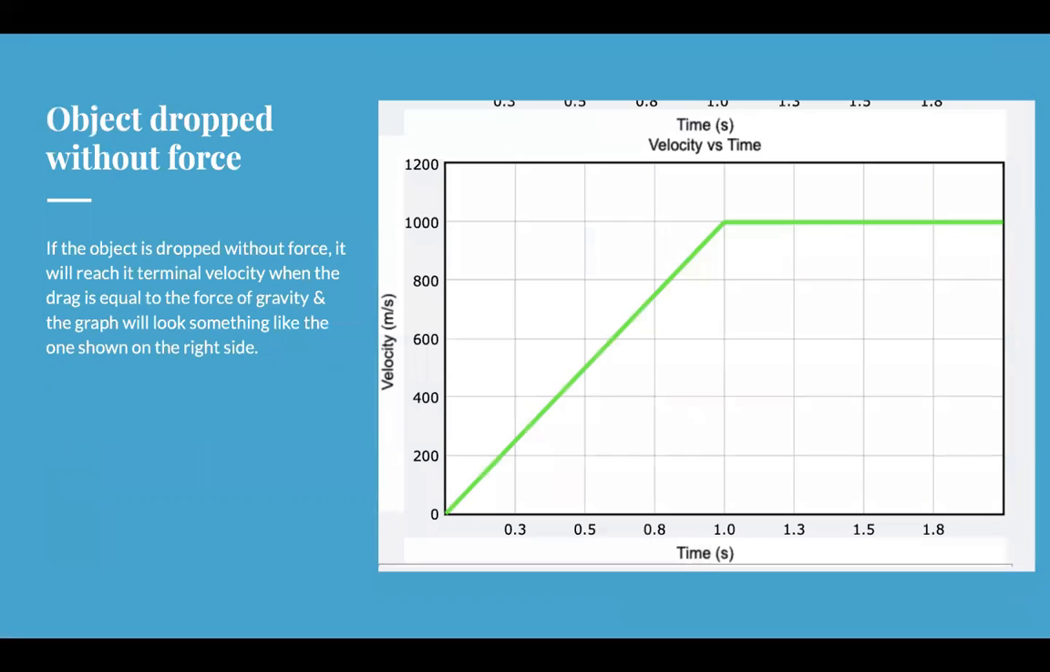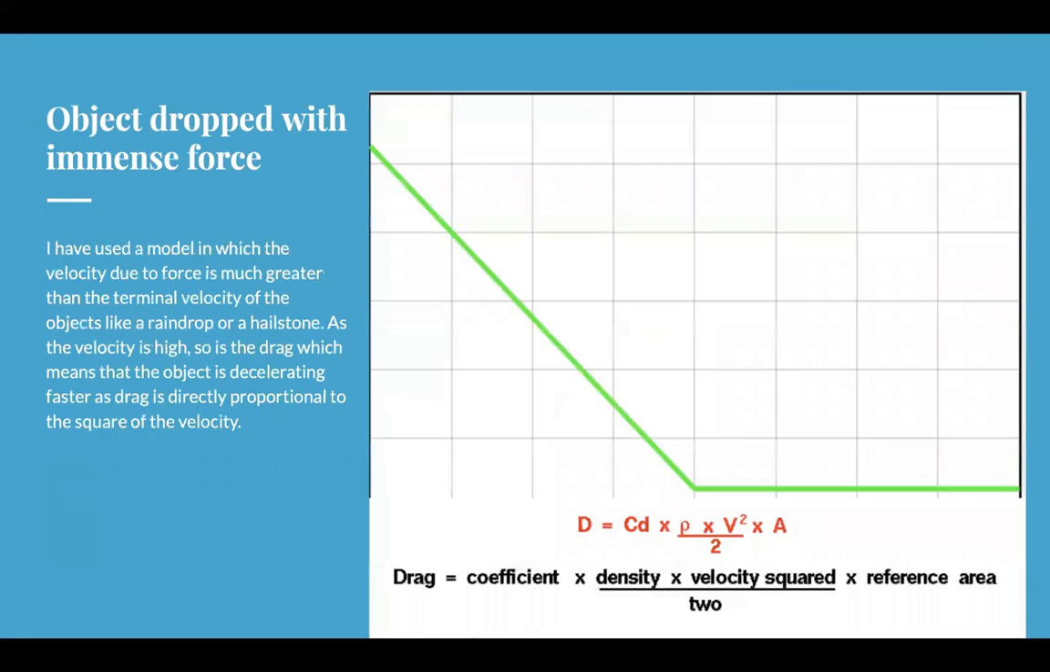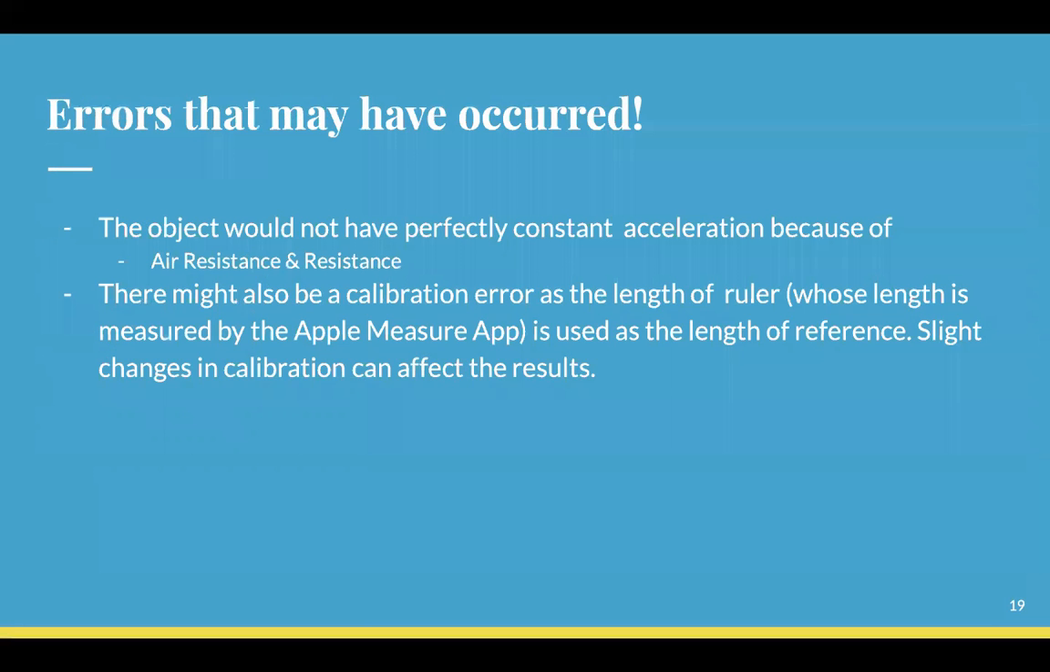So in this graph, an object is thrown without any force, and it reaches terminal velocity, through the code script. And when the object is thrown with immense force, I've considered that it has a very high velocity. However, due to drag, it again comes down and becomes constant. So the terminal velocity is the same for the same object in both cases. This is the formula for the drag, which I've used in the three graphs before.